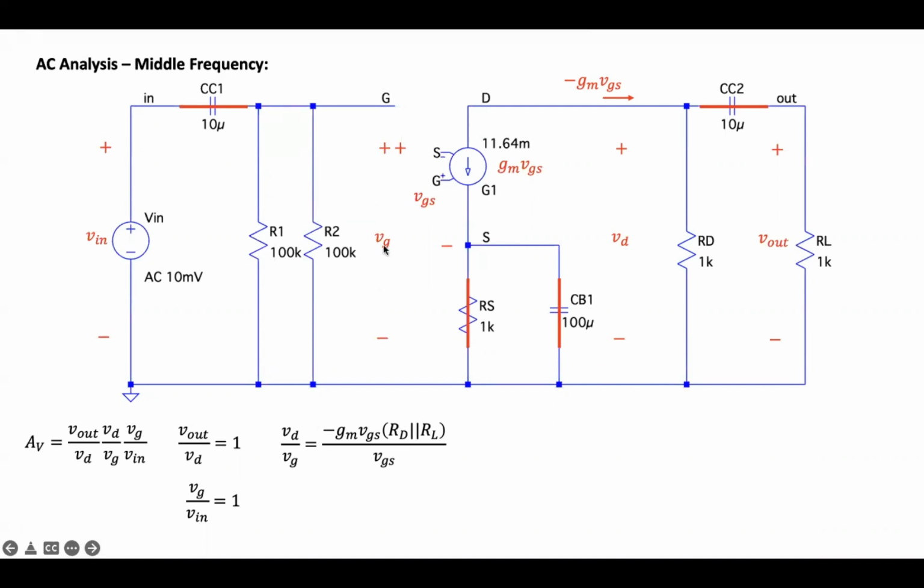For the gate voltage, we can express that in terms of the VGS. We can see that VG is actually the same as VGS, since the source is bypassed. So the source is directly connected to ground. So the negative of VGS has the same node as the negative of VG. So VG is also VGS. So we can cancel out VGS. That gives us a voltage gain equal to negative gm times the parallel of RD and RL.